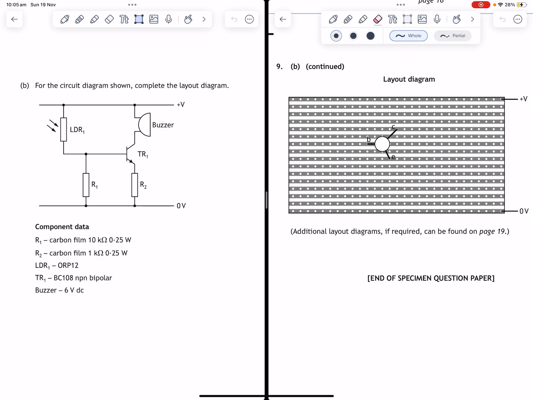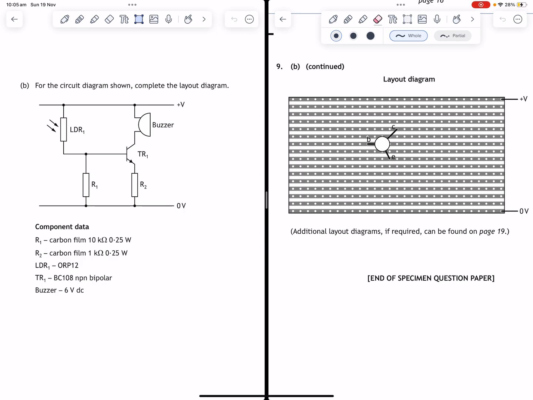So, here's the question. For the circuit diagram shown, complete the layout diagram. What I've done here is split my screen and I've got the same paper up on two sides, because this is a type of question you need to really sit down with in front of you.